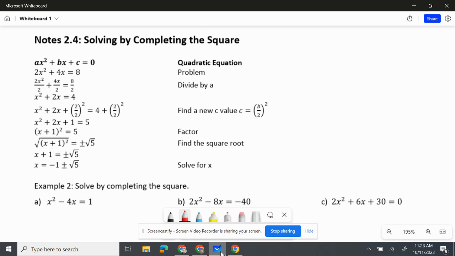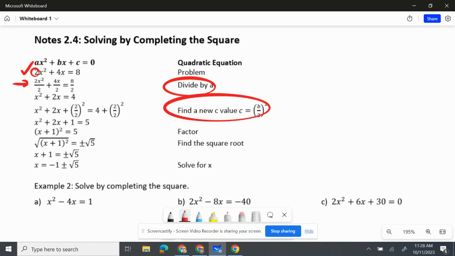What we're going to do is look at another way of solving quadratic equations, and this is using completing the square. Now, the process is that our first step is going to be divide by our a value. So we have our quadratic equation. Our a value is the number in front of x squared, and we divide each of them by our a value.